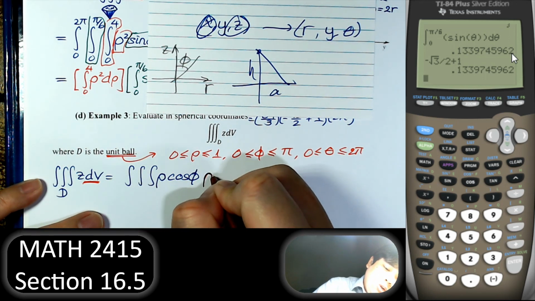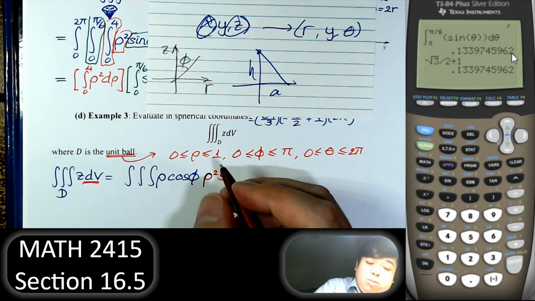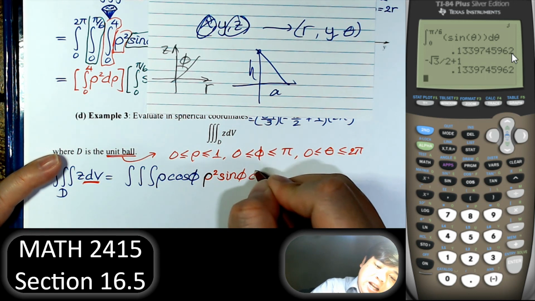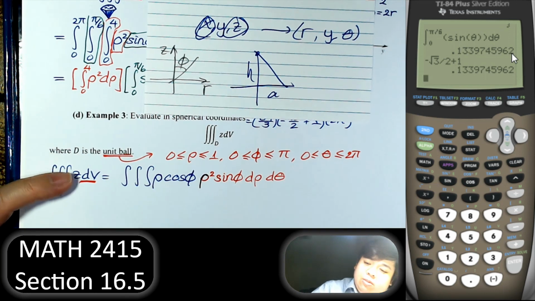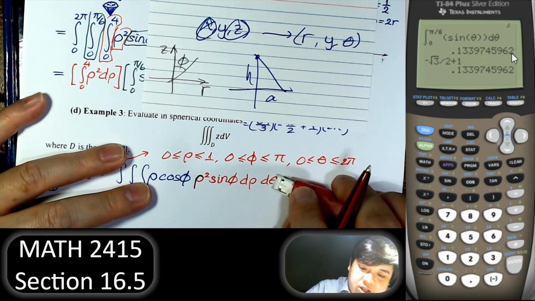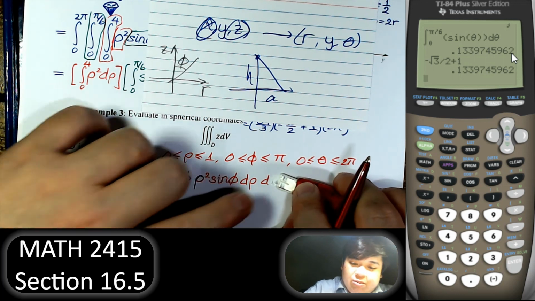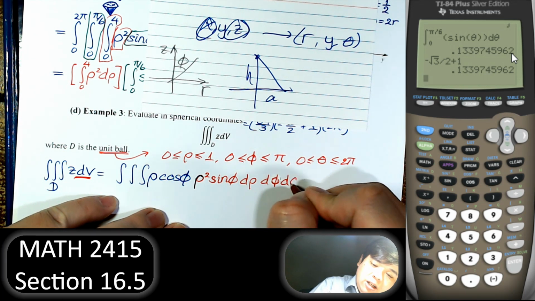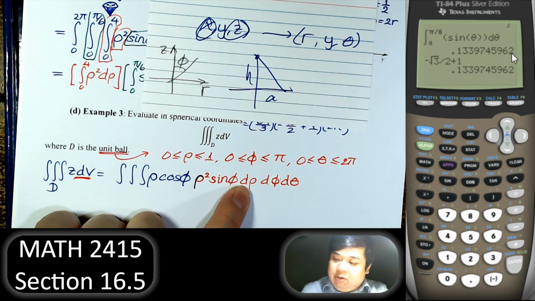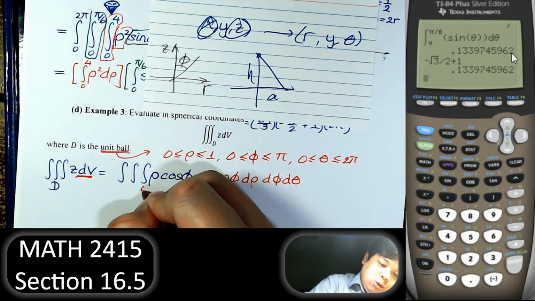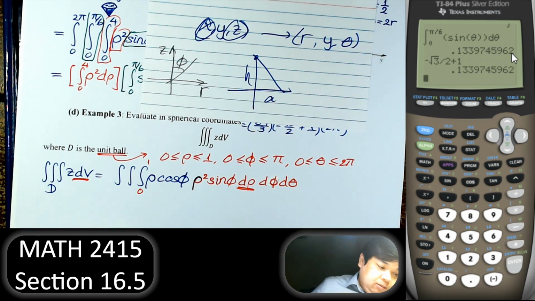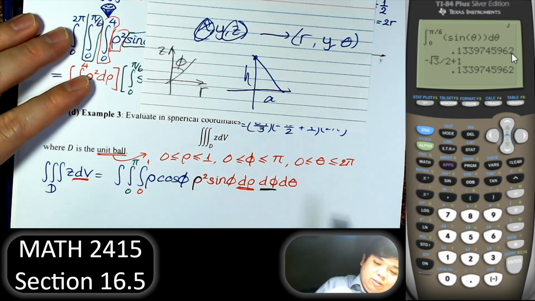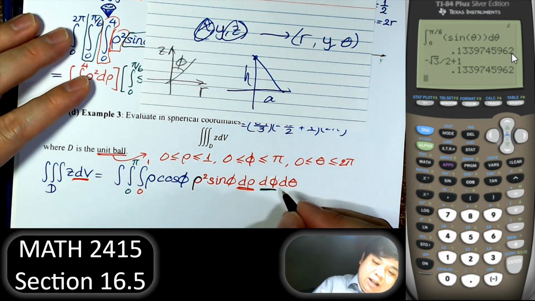And then we have the dv, which is always rho square sine phi. In section 16.7 we will prove why there's rho square sine phi in here. And then d rho, d phi, d theta. By the way, in some books they switch the roles of theta and phi. But here we will do d phi, d theta. Limits, extremely easy. For rho, the inside from 0 to 1. For phi, from 0 the north pole, to pi the south pole. And theta all the way around.